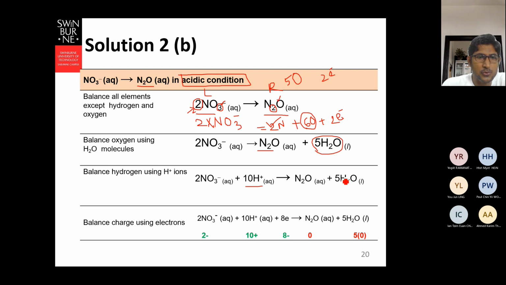But now again, we have to balance the charge, because we see here 2 negative charges and then 10 positive charges, right? So altogether there is an 8 positive charge excess. You must balance the charge at the end. If you try to balance the charge at the beginning, you will get lost. So balance the charge at the end.